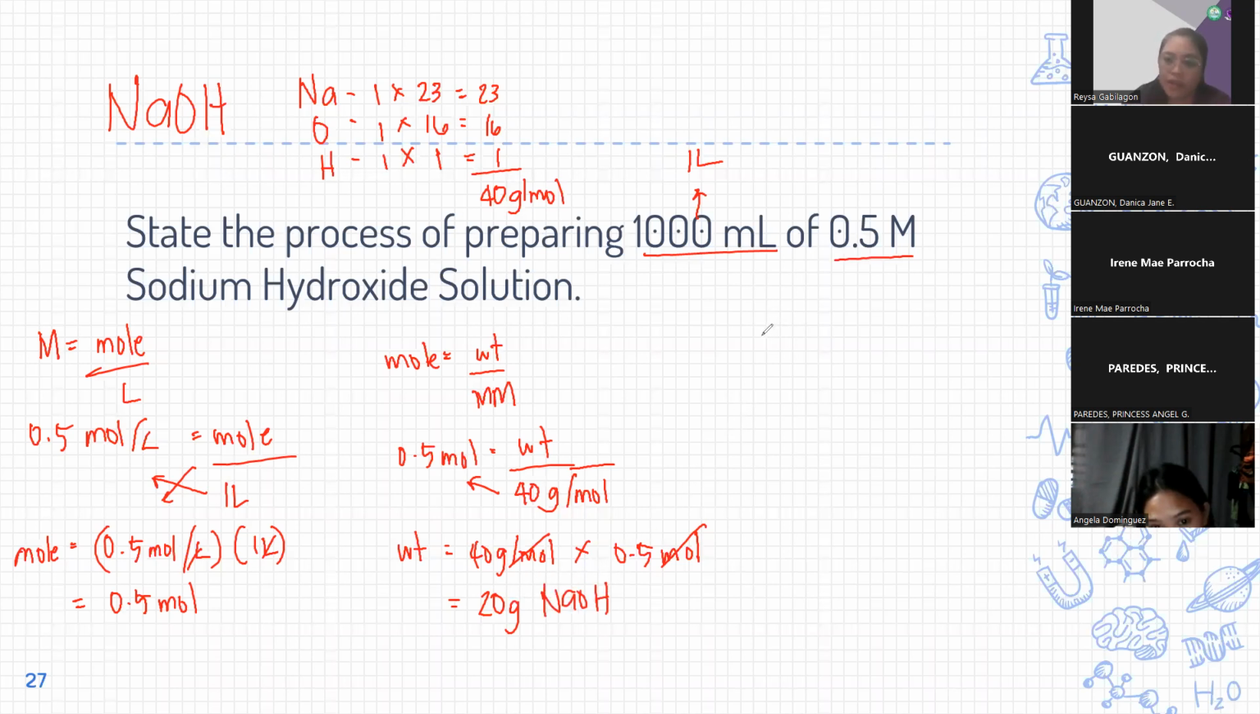So for the process, syempre, weigh 20 grams of sodium hydroxide, add enough water to dissolve this, transfer it in a volumetric flask, and add more distilled water to complete the volume to 1,000 ml or 1 liter. So let me back read first. Na natin yung sagot ninyo.